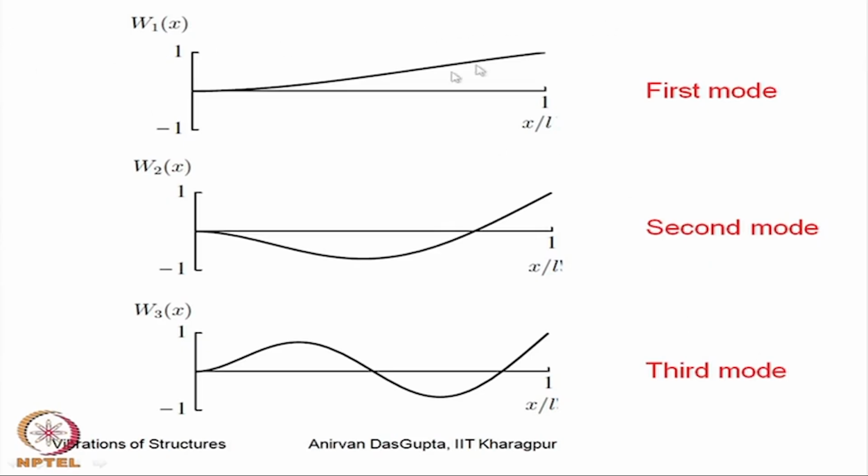So, this is the first mode, characterized by this eigen function. This is the second mode, this is the third mode. You can see in the third mode there are two nodes, in the second mode there is only one node, and no nodes in the first mode, and the slope here is 0, the displacement and slope as we expect.